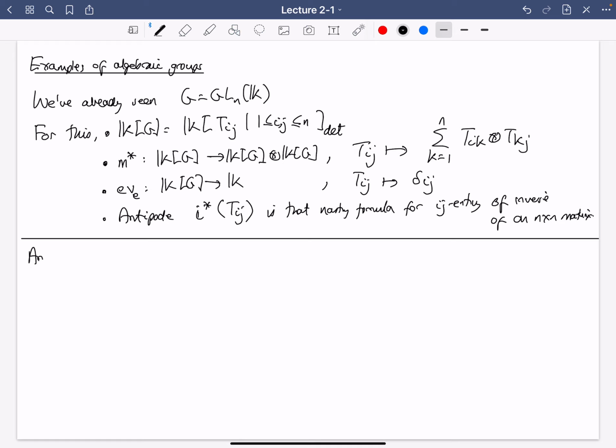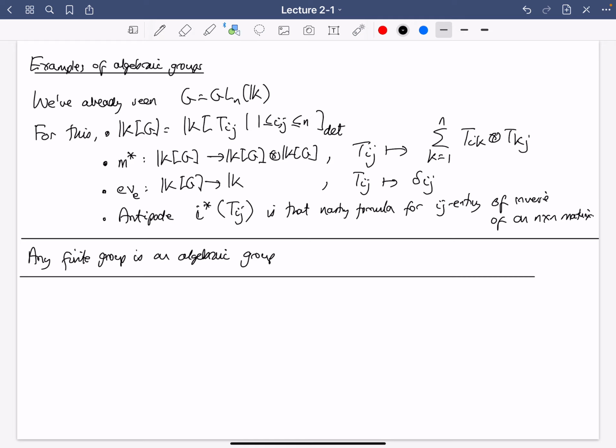Another example I guess we should mention is that any finite group is an algebraic group. That's sort of a triviality. Any finite set is an affine variety. Any function between finite sets is a morphism of affine varieties for kind of trivial reasons.